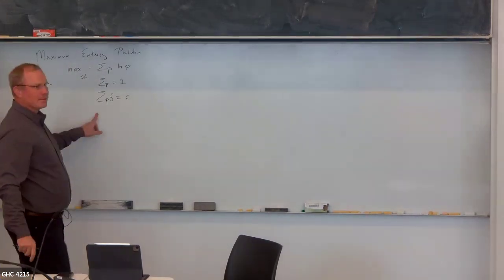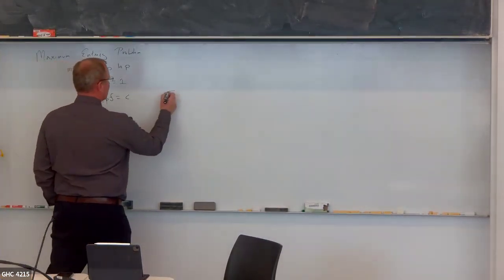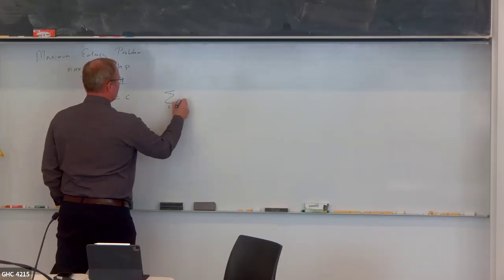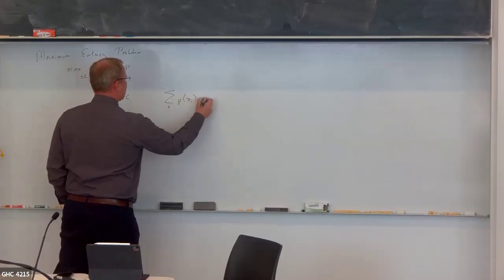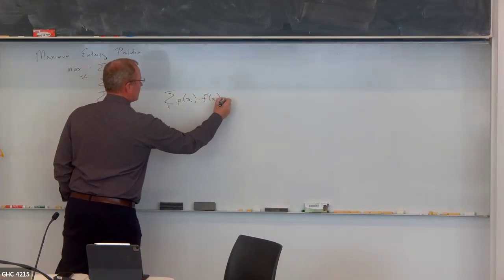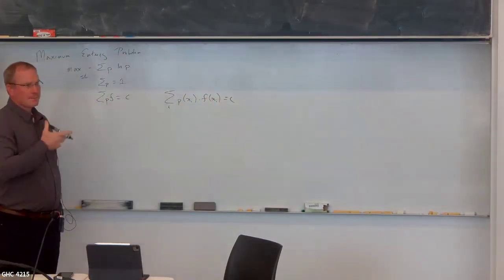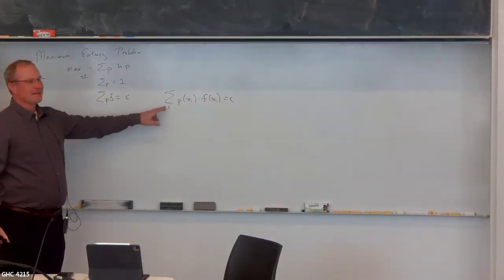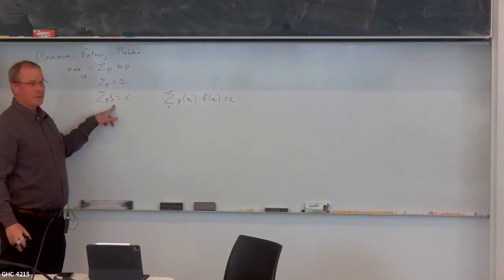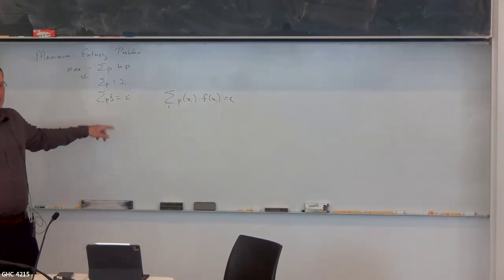Remember, I'm being super lazy here, right? Because what is this actually? This is a sum over i. So I'm being lazy and not writing that out, but that's actually what's going on, right? f is a function of x.